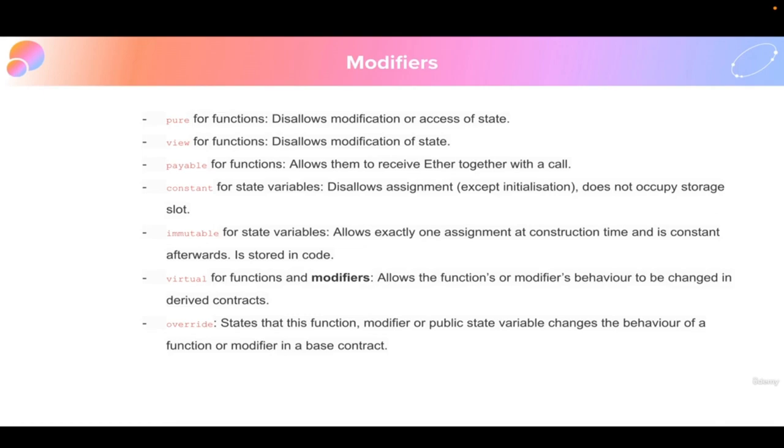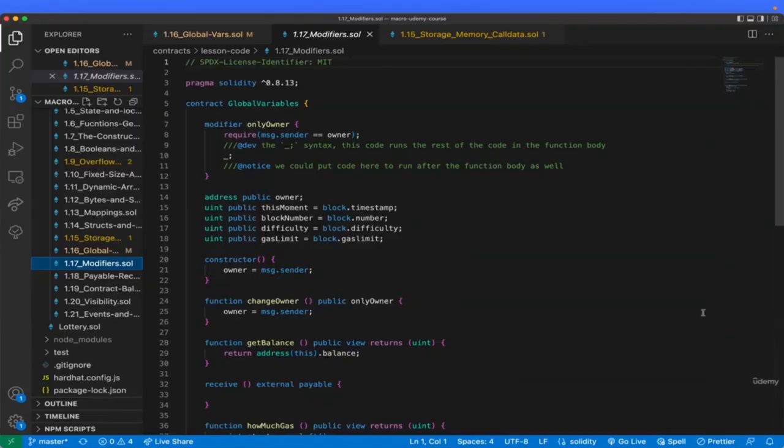Let's take a look at modifiers in code. We can also write our own modifiers, which you can see on line 7. This is one of the most common modifiers in Solidity, the onlyOwner modifier. What this modifier does is it only allows the owner of the contract to call a specific function. Let's look at the syntax. First, we'll write modifier and then the name of the modifier. We put any logic within curly brackets.